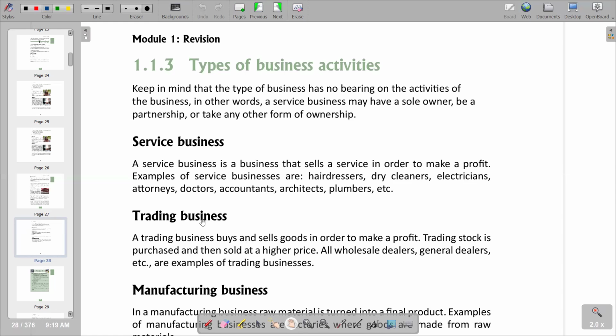So you go on and look at the trading business that engages in buying and selling of goods in order to make a profit. So they buy the products and then they sell it by adding a markup on top so that they can make a profit. So we've got the retail outlets as examples of trading businesses.